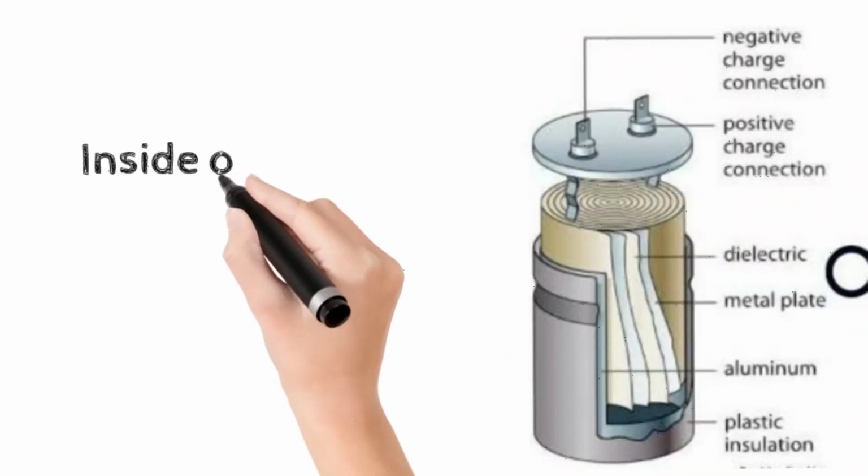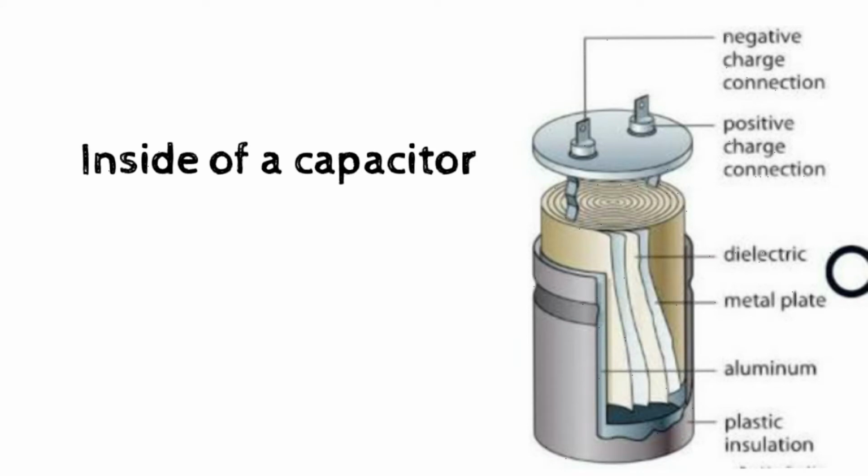Now let's see what is inside of a capacitor. A capacitor is a bit like a battery, but it has a different job to do. A battery uses chemicals to store electrical energy and release it very slowly through a circuit.